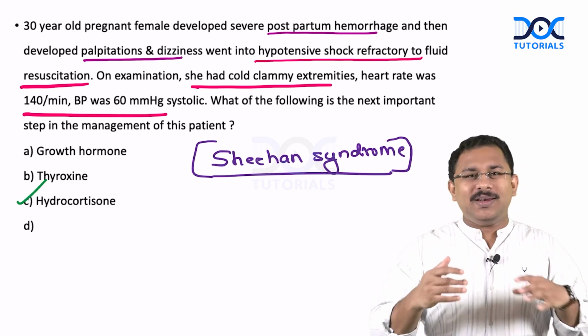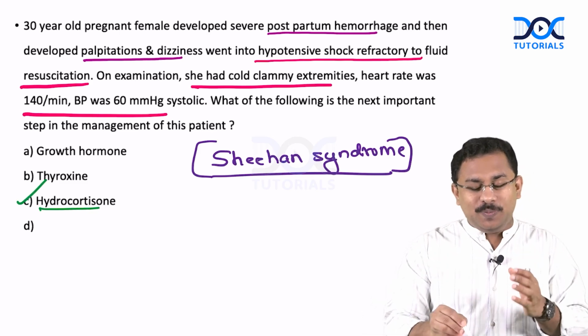You've got to supplement hormone. Which hormone? It has to be hydrocortisone. I'm not saying growth hormone supplementation and thyroxine is not important, but first try to supplement hydrocortisone. So in Sheehan syndrome as well as in pituitary apoplexy, you have got to give the patient hydrocortisone.